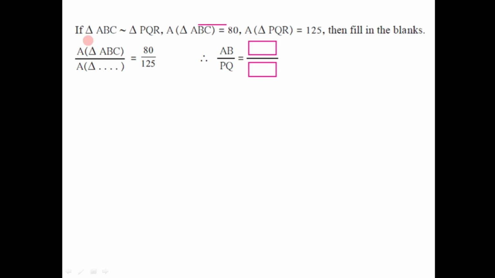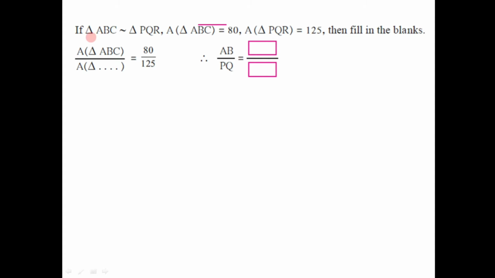Let us have another question. If triangle ABC is similar to triangle PQR, it's given. Area of triangle ABC is given to be 80 square units. Area of triangle PQR is given to be 125. Then fill in the blanks. Now here we have to find area of triangle ABC divided by area of triangle PQR, which is equal to 80 divided by 125. That's given. And from that we have to find AB divided by PQ. So to find these values, we have to solve this question.